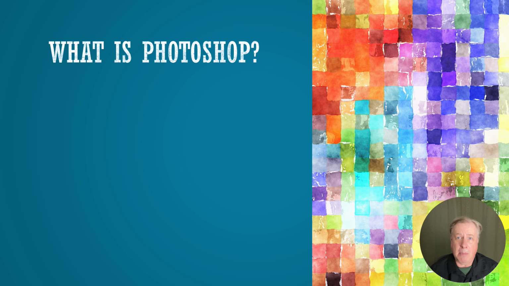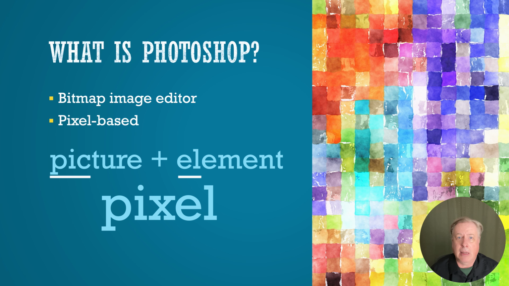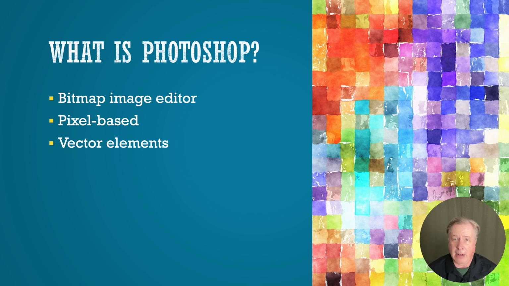Photoshop is a bitmap image editor, which means that it's pixel-based. Pixel is short for picture element, and it represents the smallest unit that a computer screen can display. Vectors, on the other hand, are mathematically described lines and curves. That means they're infinitely resizable without loss of quality. In Photoshop, vectors can be used to draw simple shapes, and type is also a vector-based element.